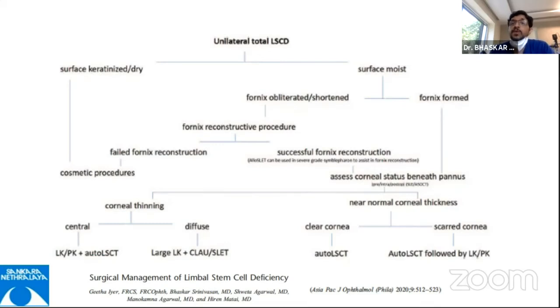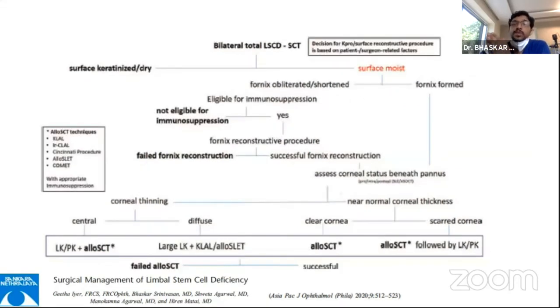So you use this kind of an algorithm even for a bilateral, where you're always looking to say whether it's keratinized or it is moist. If it is moist, whether the fornix is formed or fornix is shallow. And in this case, because there is no source of limbus, you need to know whether the patient is going to be eligible for immunosuppression or not. If he is going to be eligible for immunosuppression, then you can do stem cell transplants. If he is not eligible for immunosuppression, you're probably going to go ahead with the keratoprosthesis. And if he's eligible for immunosuppression, then you plan just like how you do for a unilateral injury. Only thing, the source of limbus here is going to be either an allogenic cell or a live related cell or a keratolimbal allograft or a cultivated mucosal sheet as such.